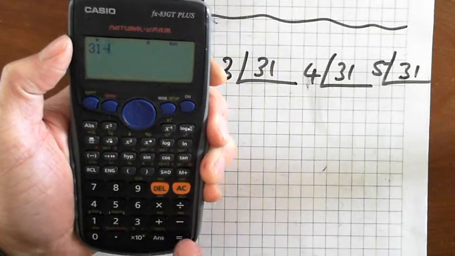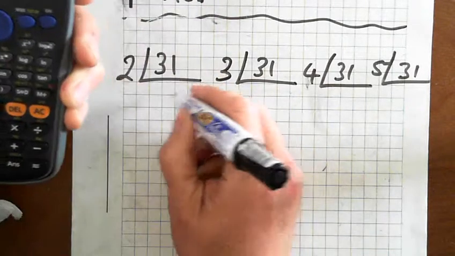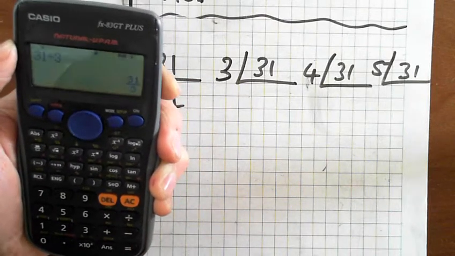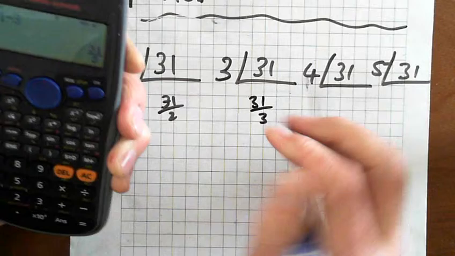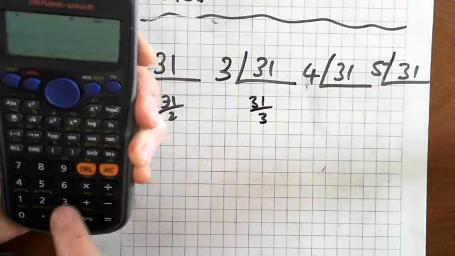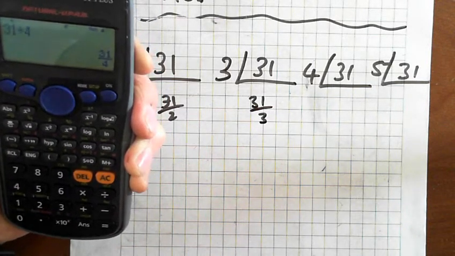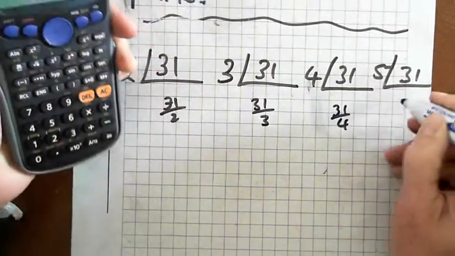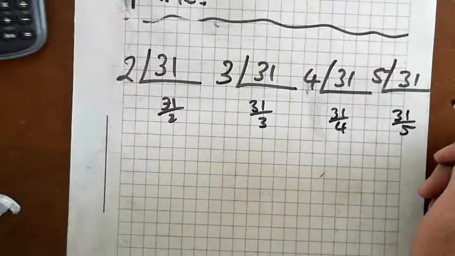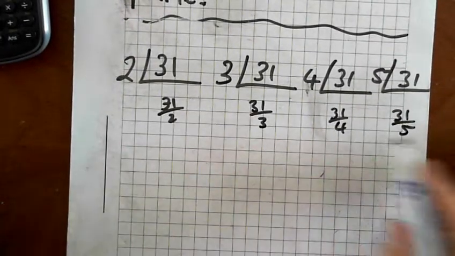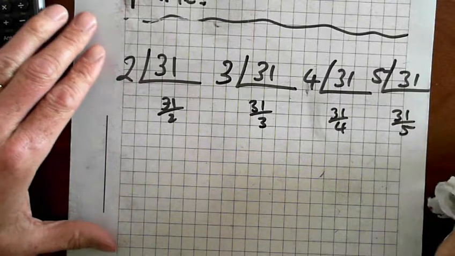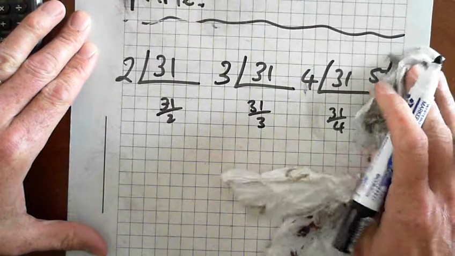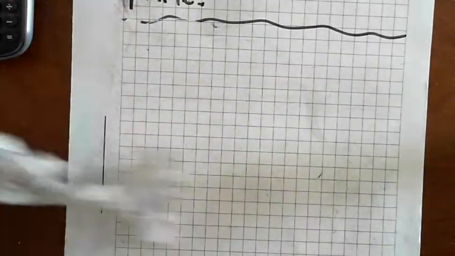31 divided by 2. No, I get 31 over 2. 31 divided by 3. No, I get 31 over 3. 31 divided by 4. No, I get 31 over 4. 31 divided by 5. I get 31 over 5. Alright. So 2, 3, 4, and 5 won't divide in. Is it a prime number? Yeah. If none of those numbers will divide in, it's a prime number. 31 is a prime number.